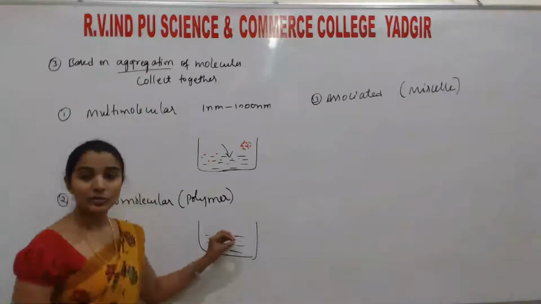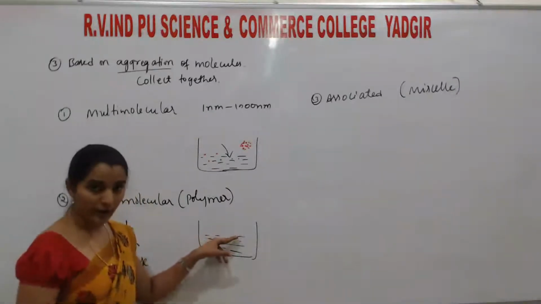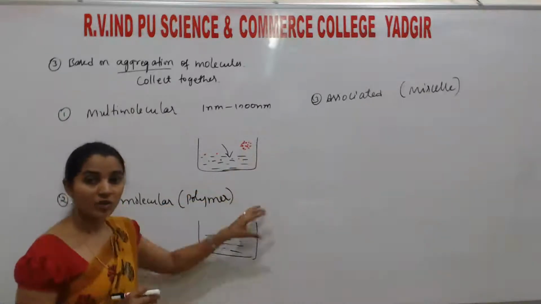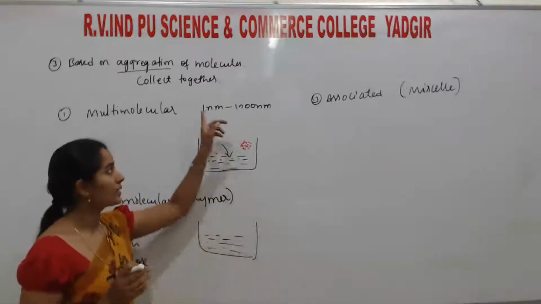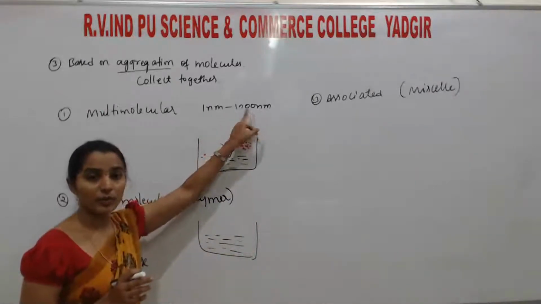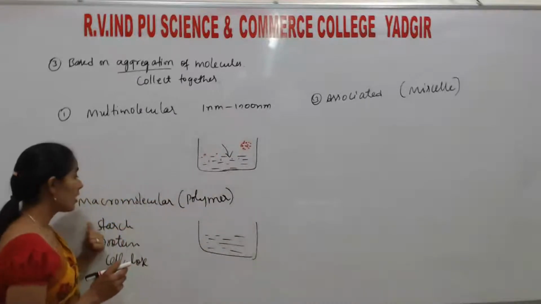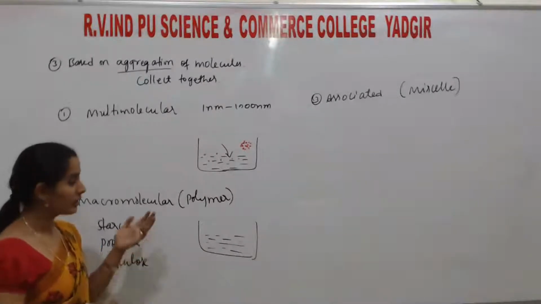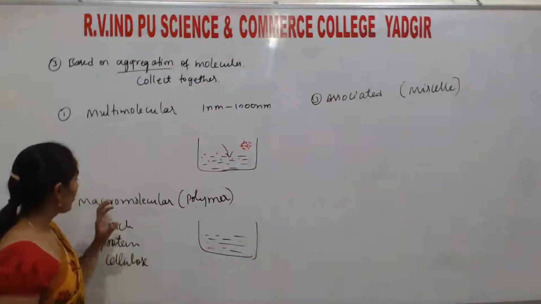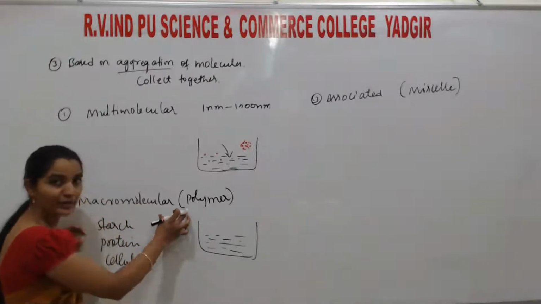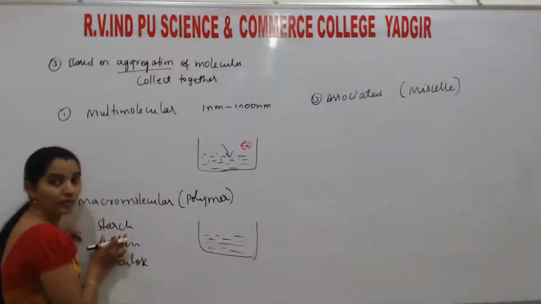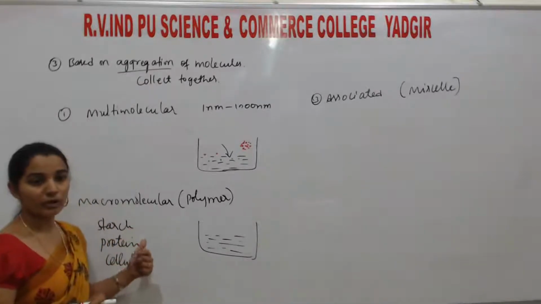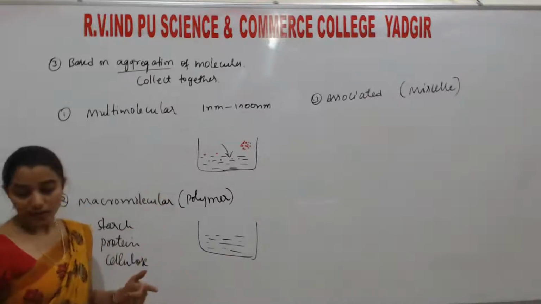Okay, they split into smaller ions. Those smaller ions again associate with each other like this. They come together to form a size between 1 nanometer and 1000 nanometer. That type of colloid is called a macromolecular colloid. Understand? Macromolecular means the colloidal particles are formed by the dissolution of macromolecules in the solvent. That is macromolecular colloid. Another one is associated.